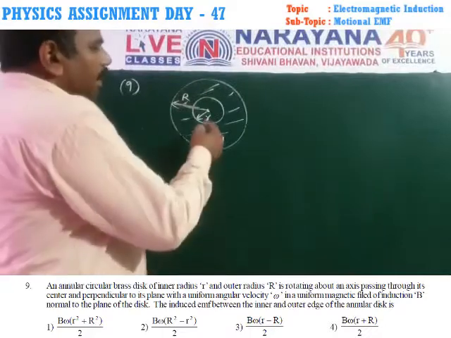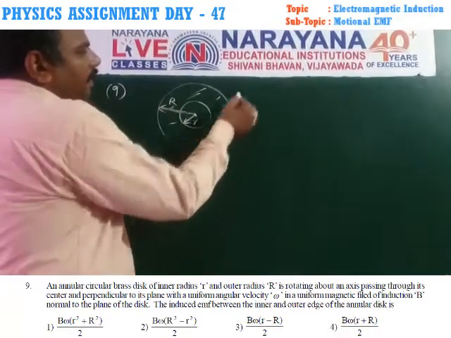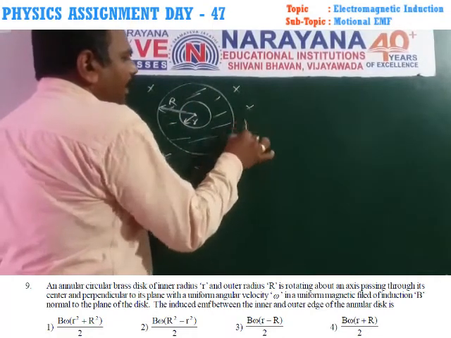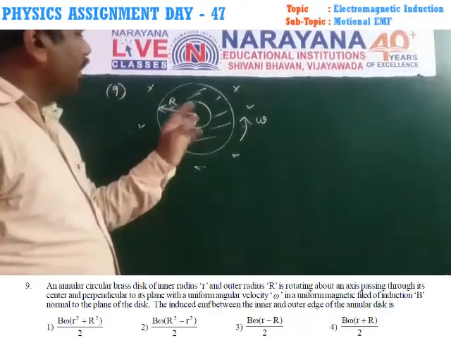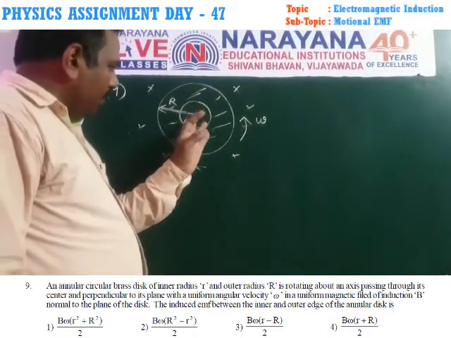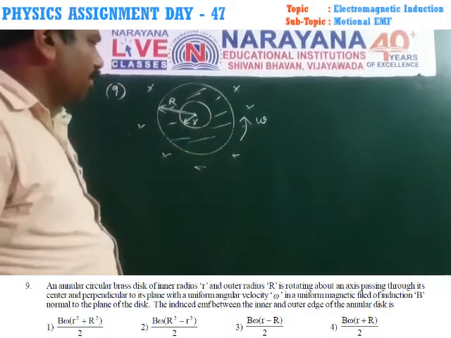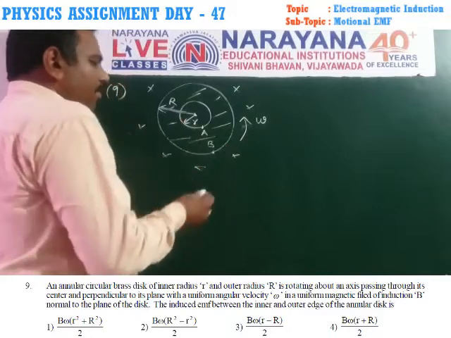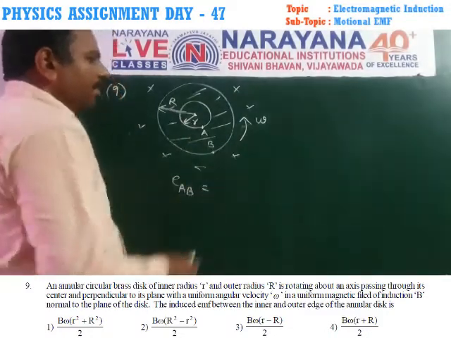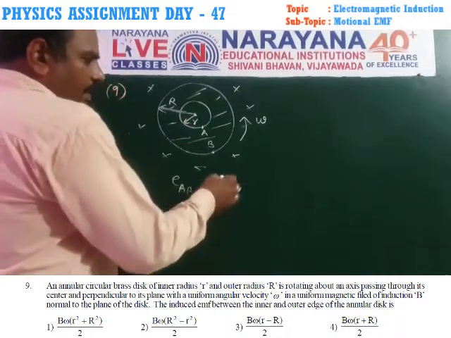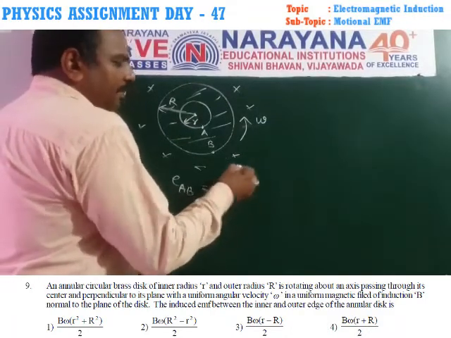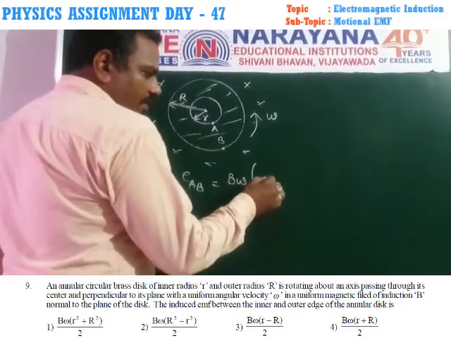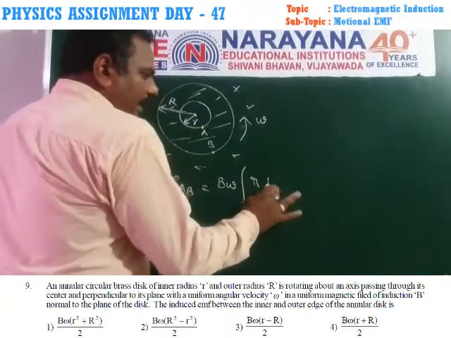A circular disc of inner radius small r and outer radius capital R is rotating with angular velocity omega. We have to find the EMF across the inner surface to the outer surface. The inner surface point is assumed at A and the outer is B. Therefore the EMF across A and B is equal to the integral of B into omega, which is common, integral of x dx, that is r dr.